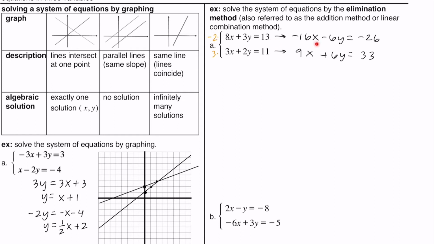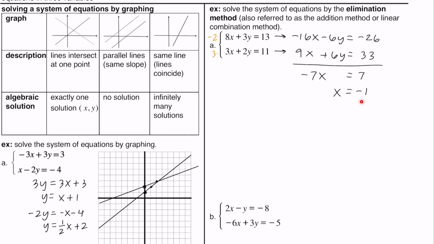So we get -16x minus 6y equals -26. And then same thing down here, we distribute the 3 to everything. So you get 9x plus 6y equals 33. So now we can add down, and when we do so, we're going to combine like terms. So here you get negative 7x, the y's cancel, and then over here we get positive 7. Divide out the negative 7 and you get x equals negative 1.